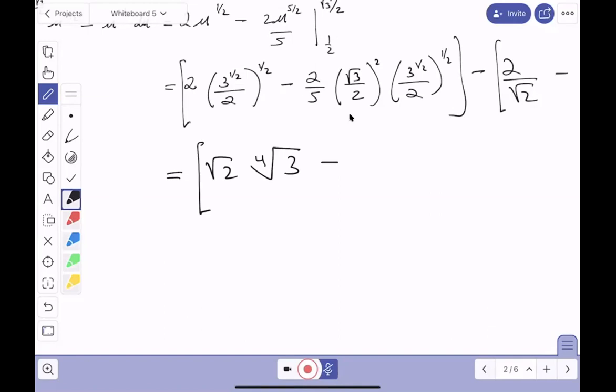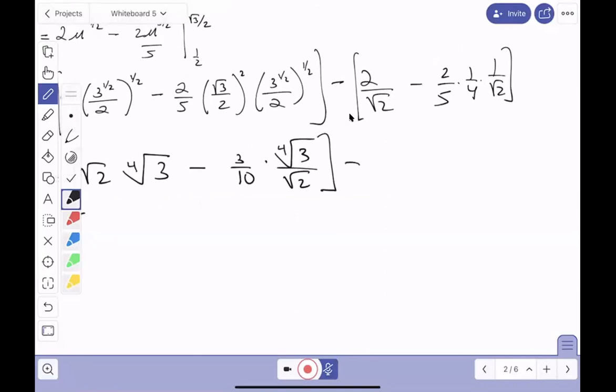times 2. So 3/4 times 2 is 3/2. That's 3/10. Make sure I did that right. Yeah, I did it right. And then it's going to be the 4th root of 3 and √2 over here. All right. Again, I'm not done yet. There's so much arithmetic. When is it ever going to get done? Well, this is going to be √2 minus √2 over 20.